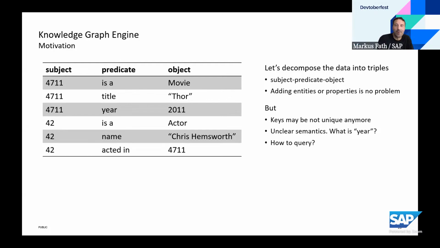So in a relational schema, it's pretty much easy to keep a key unique for a table. Since we don't have a table, so we're mixing all the data together in one data structure, we need to think about more globally valid keys. Furthermore, it may be the case that certain columns or certain things are not clear from their semantic perspective. So 4711 has year 2011. What does it mean? So we need a rather richer way to describe it. And finally, if we have a data structure like that, how do we query it? So SQL doesn't seem to be a nice way to work with that data structure.